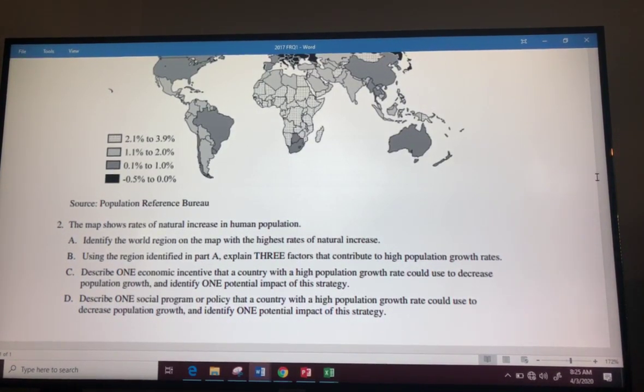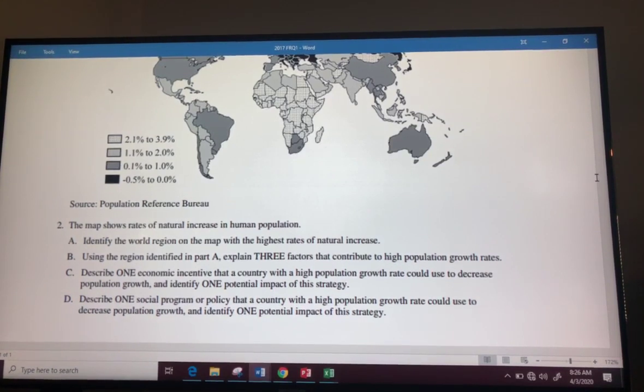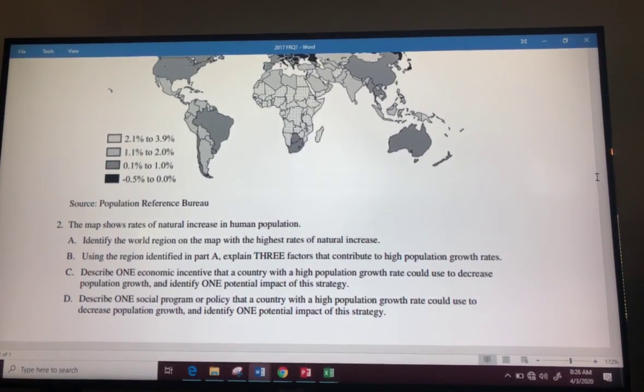So you know right away I can be done quickly with that when you read it. Now, I want to go back. You should have read all of these parts before you started. B says, using the region identified in Part A, explain 3 factors that contribute to high population growth rate. Now, you know what's happening in demographic transition that causes high population growth. High population growth is caused by high birth rates and lowering death rates, which means a big gap. But when it says 3 factors, that means that you need to talk about the things that cause the birth rates to be high and cause the death rates to be dropping.